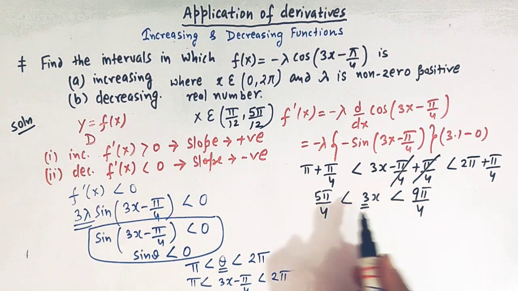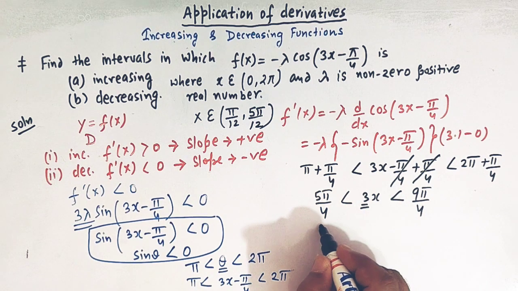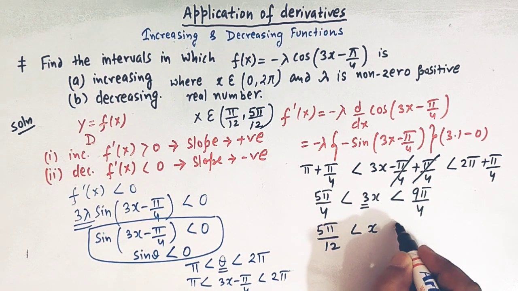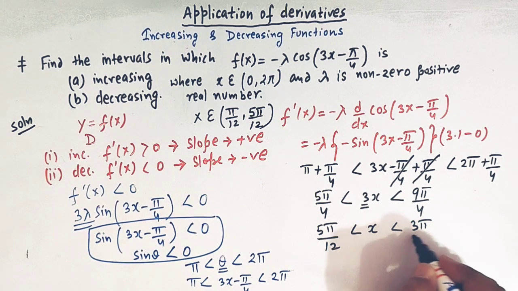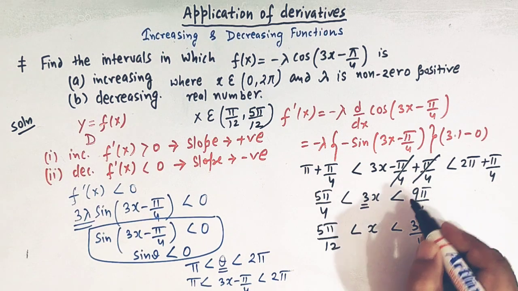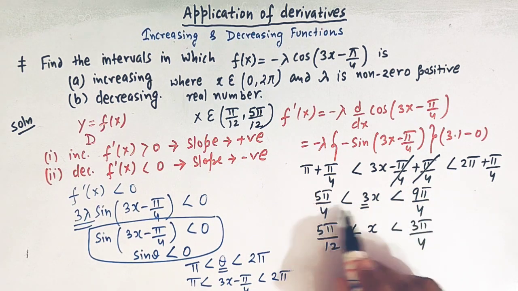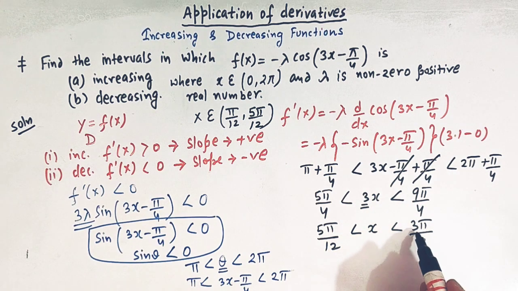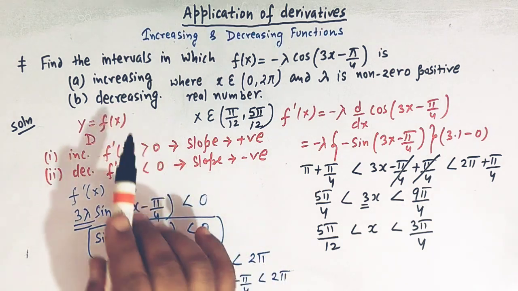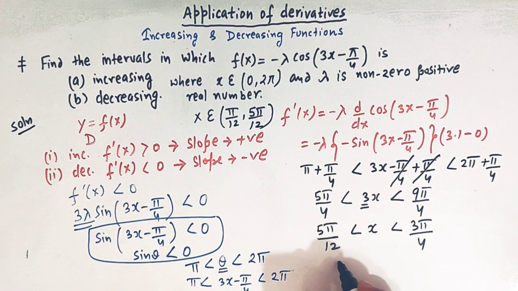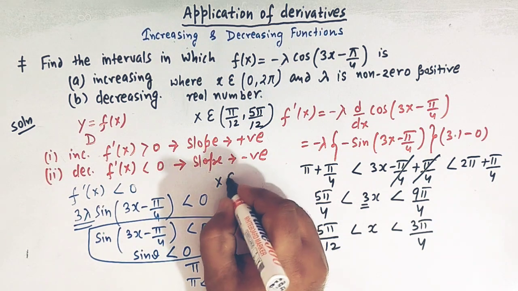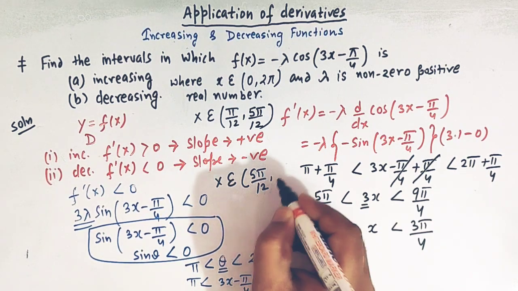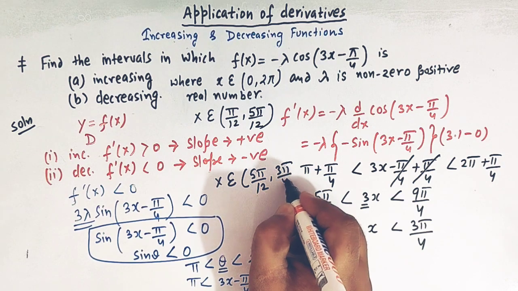Now let us divide throughout by 3. So we have 5 pi by 12 here, here we have x, and here we have 3 pi by 4, because when we divide throughout by 3, this 9 is cancelled by 3. So this function f of x is decreasing when x belongs to 5 pi by 12 to 3 pi by 4.